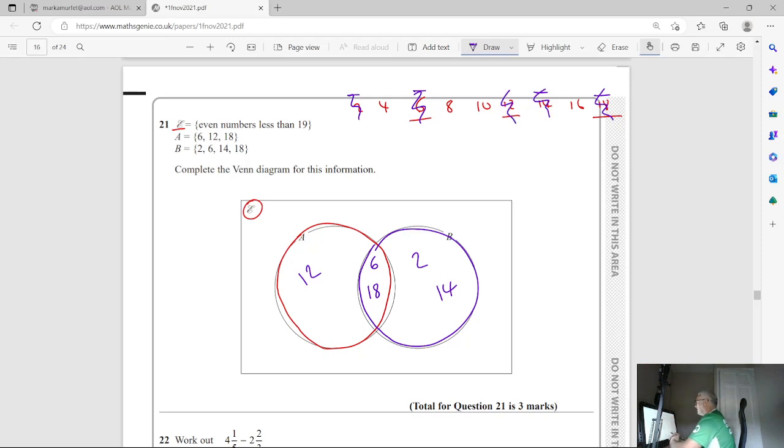Okay. Anything that we've got left has to go in the square around the outside. Doesn't matter where in the square, but anywhere. So we could say 4, 8, 10, and 16. 4, 8, 10, 16. And that's completed that question. Okay. Question 22.